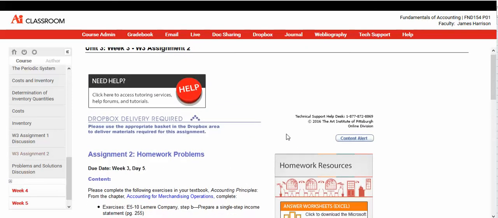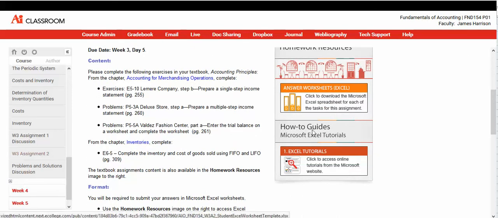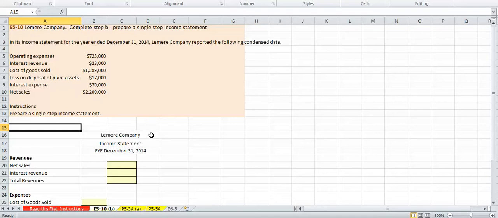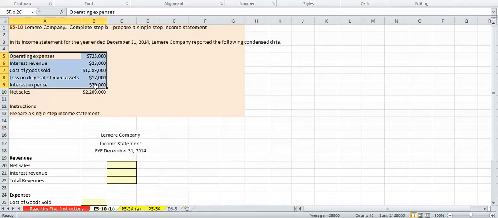So don't forget to download your Excel spreadsheet right over here. So I'll pop that open, and the first problem that we're going to have is a simple single-step income statement. So it's for a Lumiere company, and here's all your information over here.